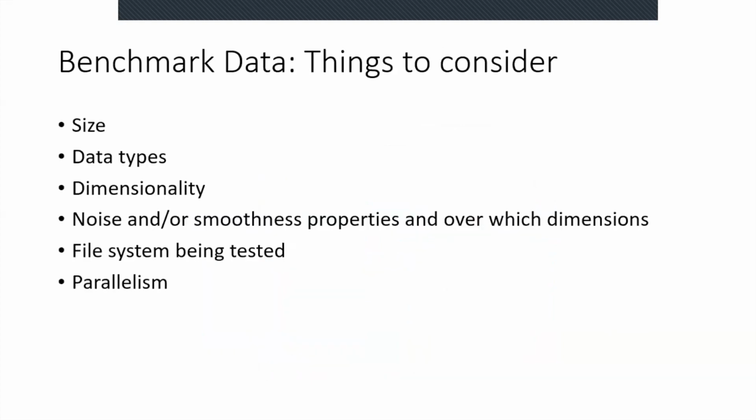So when we're looking for benchmarking data, things to consider, obviously the size of the data sets, the data types involved: is it 64 or 32-bit float? Is it integer data as opposed to floating point data? What dimensionality it is, what its noise and smoothness properties are, I think is important as far as the compression tools go. Maybe the file systems that are being tested on and parallelism, maybe thread parallelism down in the compression plugin itself. Not talking about multi-threaded HDF5 in that case, but just when you actually spawn the filter, whether or not it exploits threads.